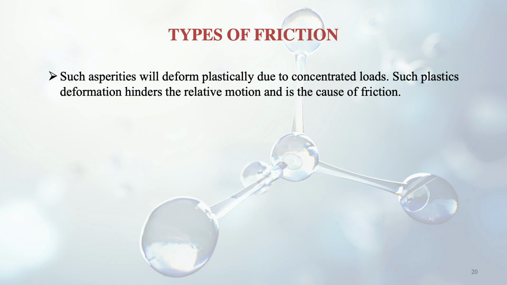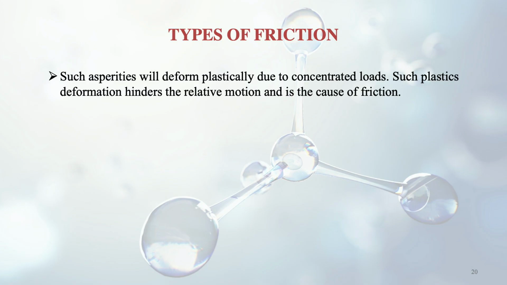And such asperities will deform plastically due to concentrated load. Suppose there are peaks between the two surfaces coming in contact, and then you apply a load, suppose from the top on one of them, then these peaks will deform plastically, and this plastic deformation will hinder the relative motion, because then it will try to stick to the other piece if there are two pieces, and thus friction will increase.